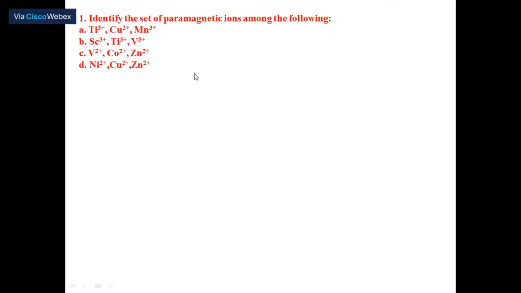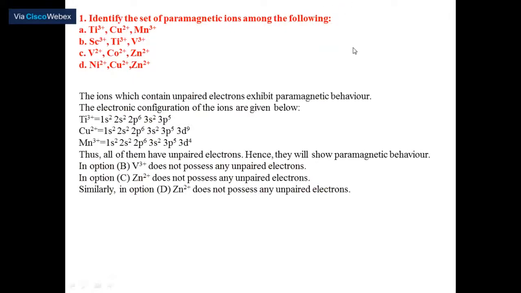Nickel, copper, and zinc. Now, students, can you please tell me which is the answer? Whether A, B, C, or D? Hello, students, are you there? So which one is the answer? Here, the ions which contain unpaired electrons are the ones we need.